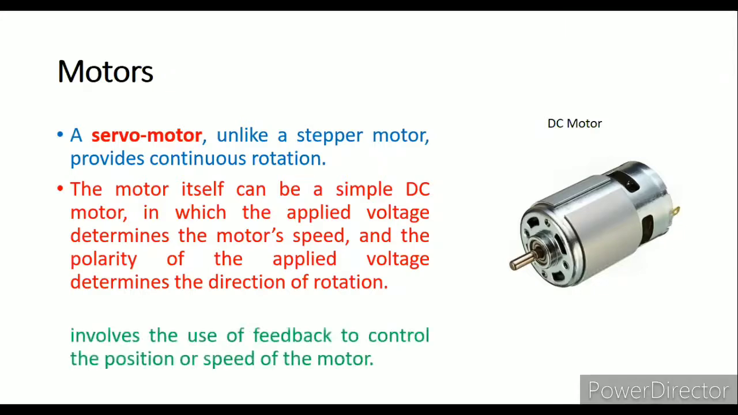This servo function of a motor involves the use of feedback to control the position or speed of the motor. Another way we can control it is with the help of feedback. So we just change the value of a system and it controls the rotation of the DC motor.